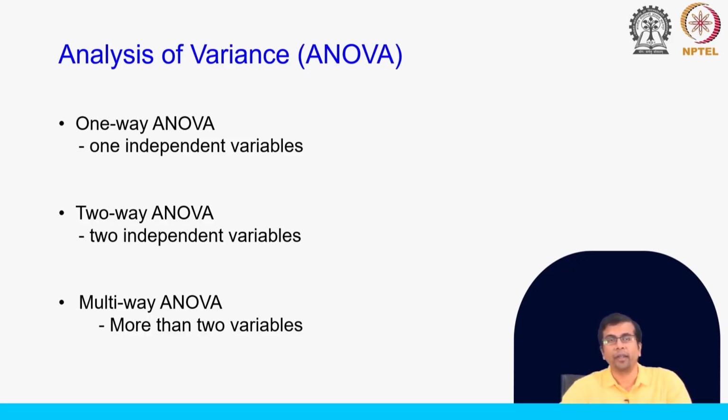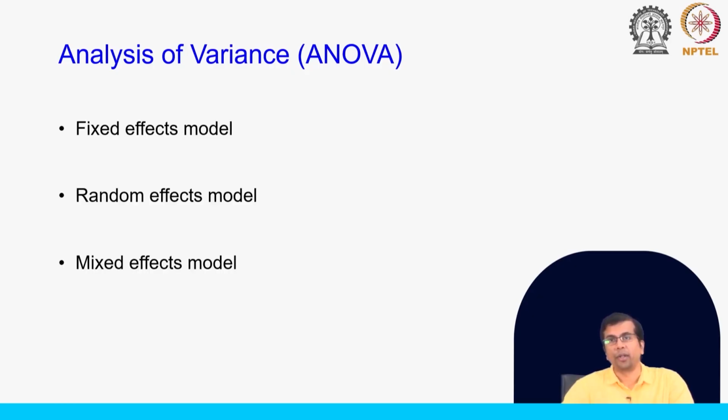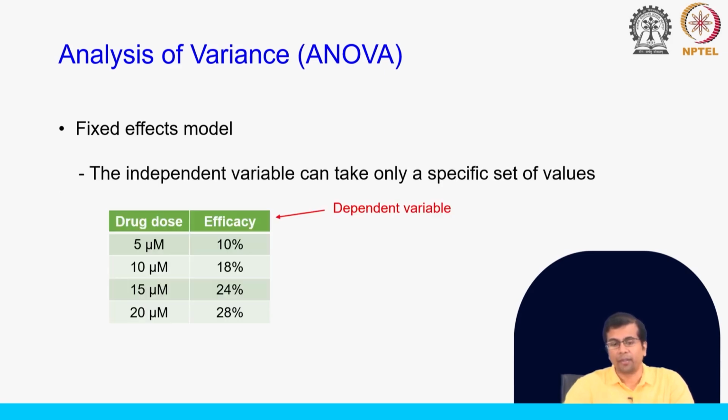We can also classify ANOVA in different ways. One is fixed effects model, the second is random effects model, and the third one is mixed effects model. So, I will explain now what these different types of models are. Fixed effects model is where the independent variable can take only a specific set of values. Here is an example which helps us understand.